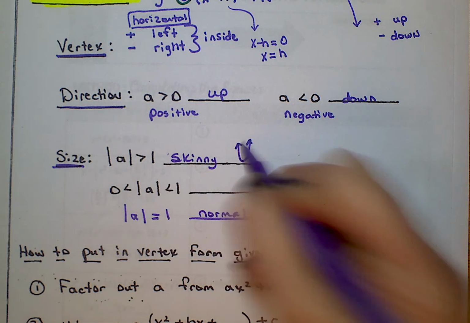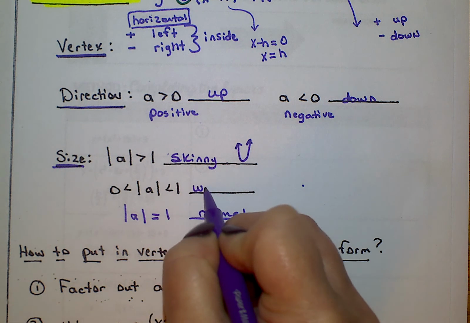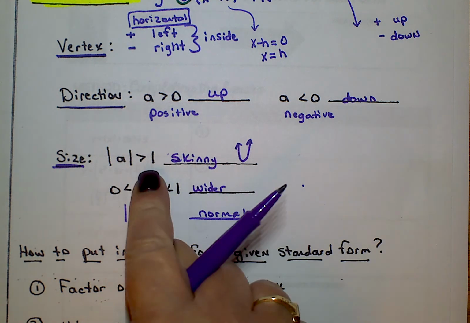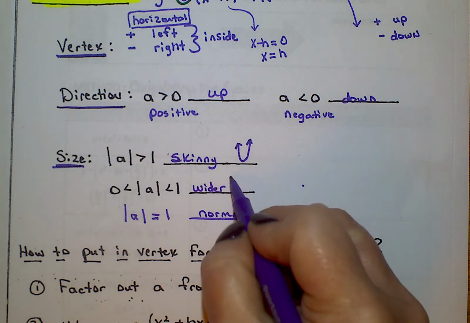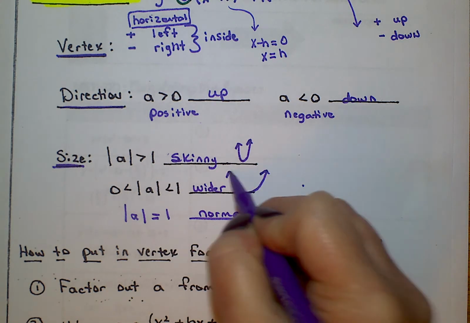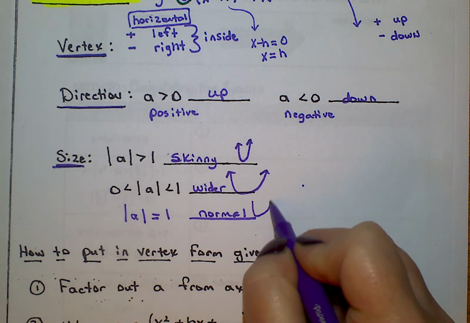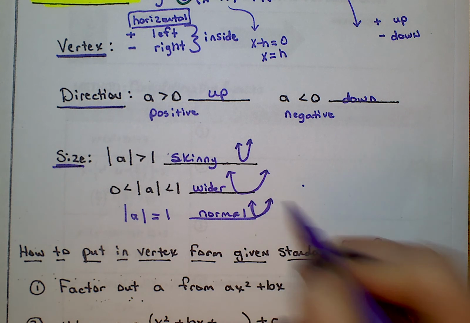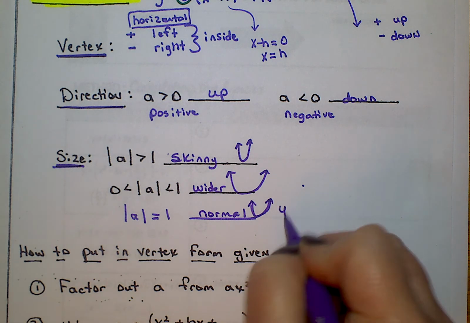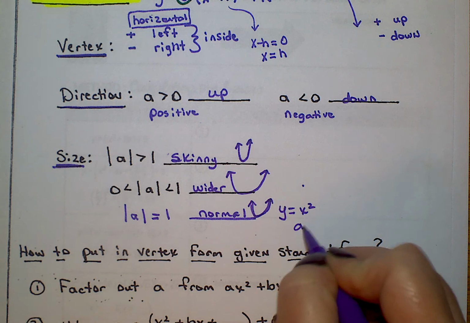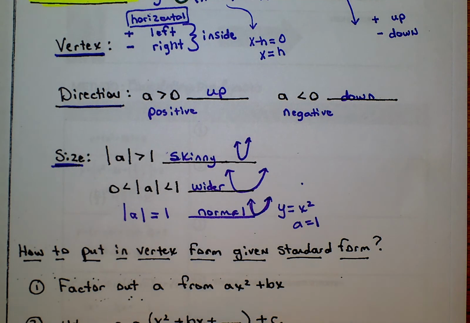So it was skinnier. If it was greater than 1, it was skinny. If it was between 0 and 1, remember it became wide. And then we have just normal, your normal size. And that comes from your x to the second, where A is equal to 1.